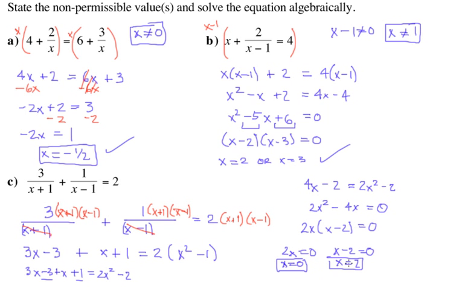What's missing? Non-permissibles. Don't forget to check them. Up here we had x plus 1 equals 0, so that means x can't be negative 1. And x minus 1 equals 0, so that means x can't be positive 1 either. Neither of our solutions is negative 1 or positive 1, so both of these should be all right.